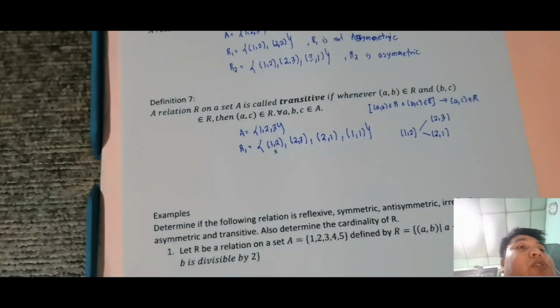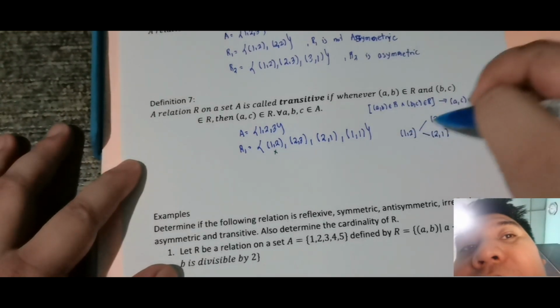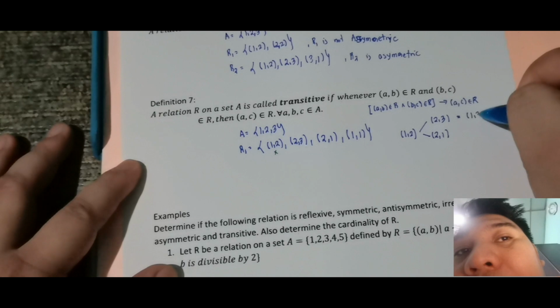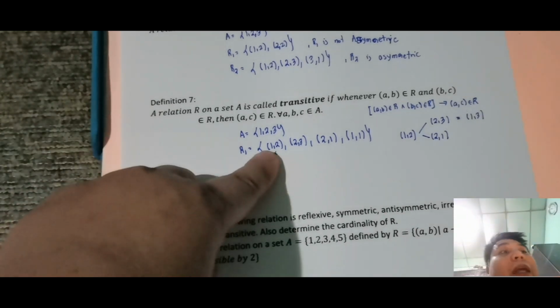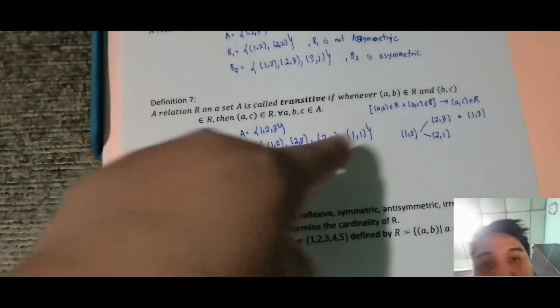Ano expected ko? Yung dulo. Ang una dito, ang expected kong result, may 1, 2, 2, 3. Ang sagot dapat, 1, 3. Element ba doon? Wala po. So, doon pa lang, automatic, hindi siya transitive. Tama? Ngayon, punta mo na dito.